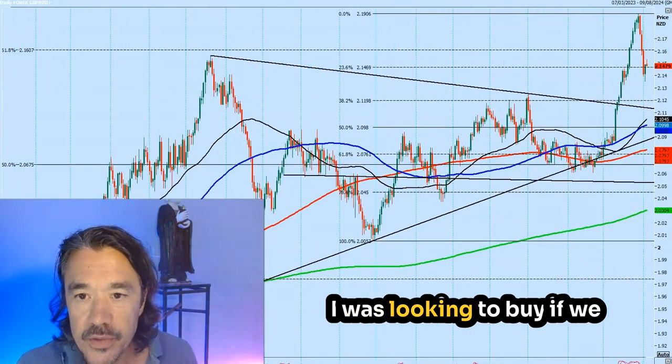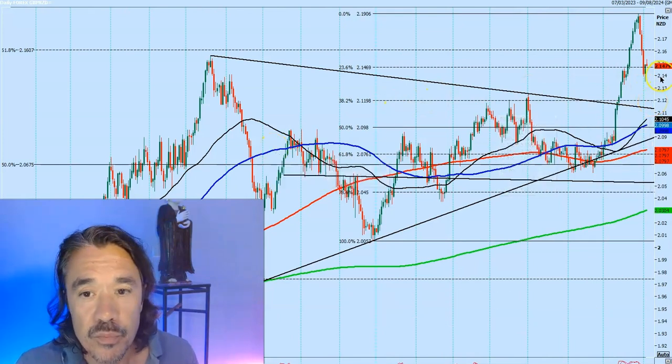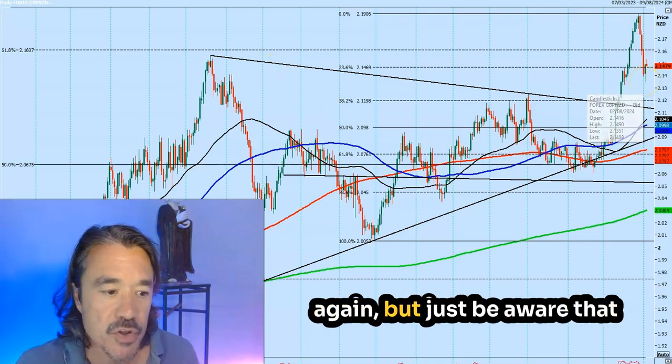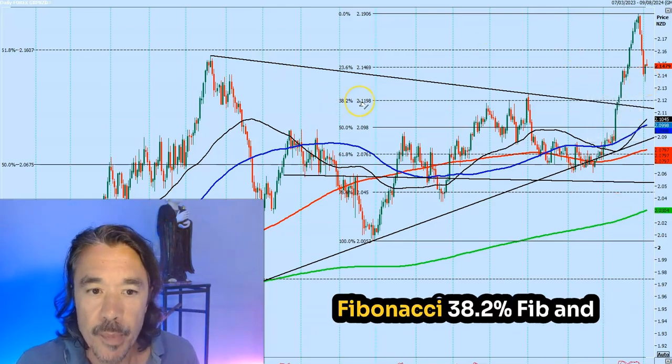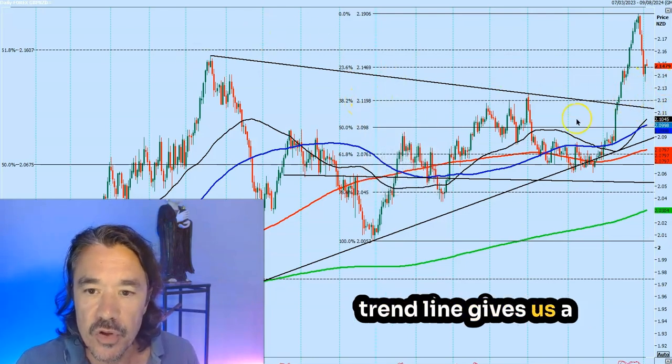The pound has been in a bull trend against the New Zealand dollar as well. I was looking to buy if we come down to support around the 212 area. Looks like we've already reversed and the bulls are getting control of this market again. But just be aware that that is a good support level. Fibonacci, 38.2% fib, and the downward sloping trend line gives us a good support area there.